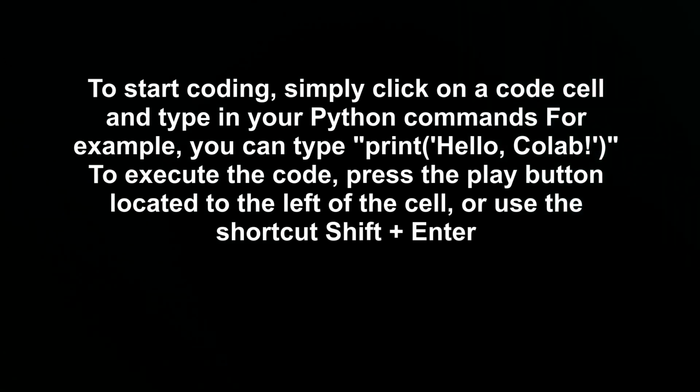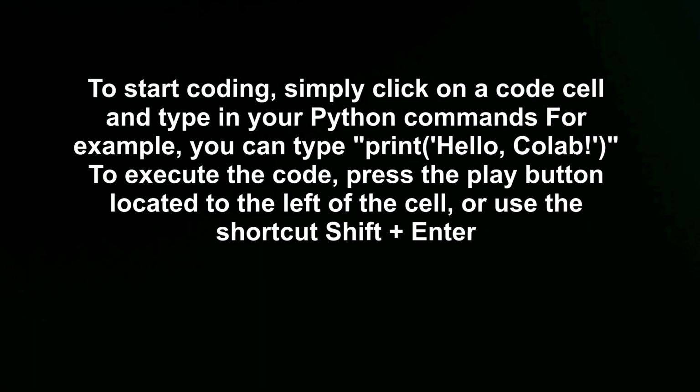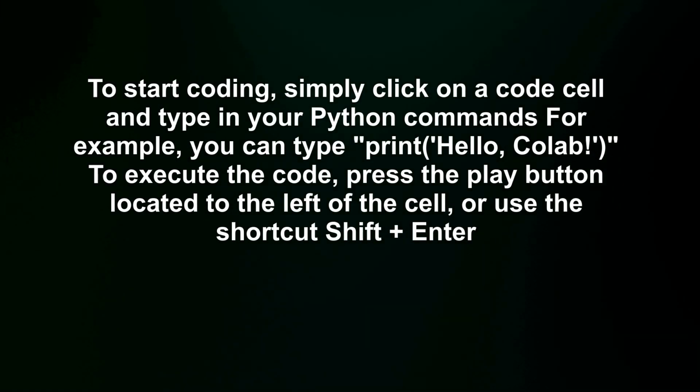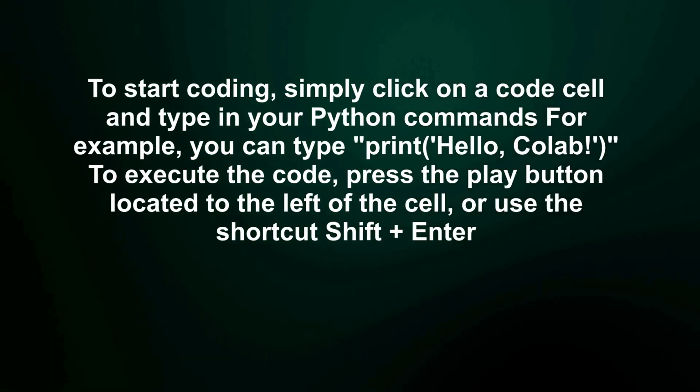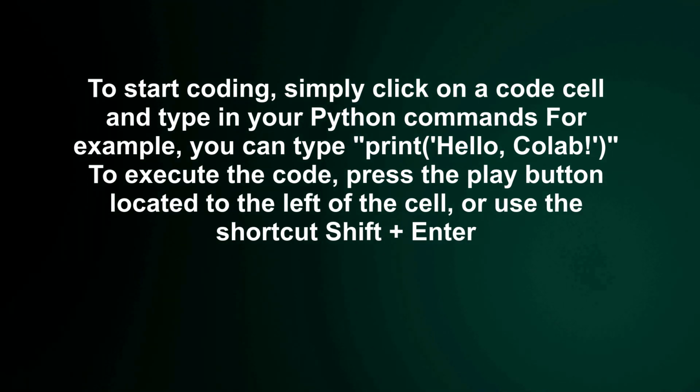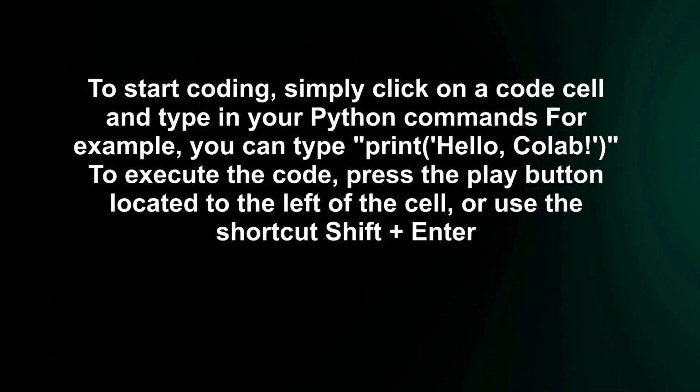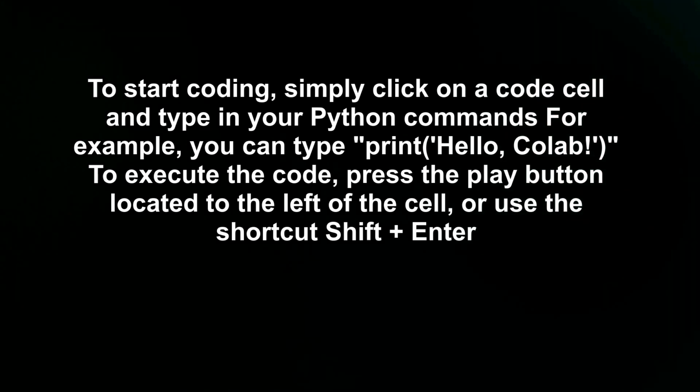To start coding, simply click on a code cell and type in your Python commands. For example, you can type print hello, Colab. To execute the code, press the play button located to the left of the cell, or use the shortcut Shift+Enter.